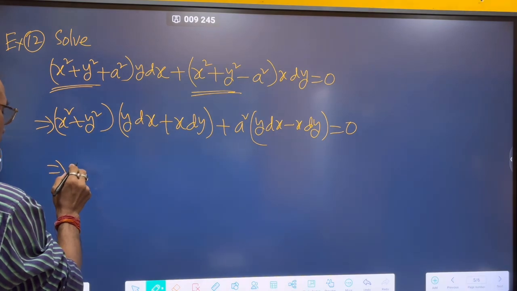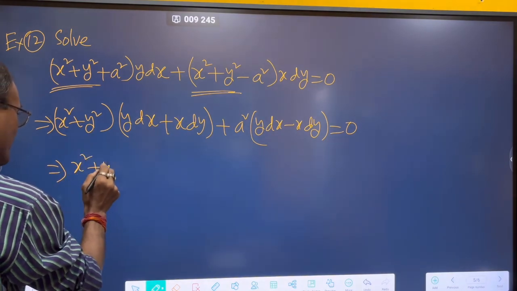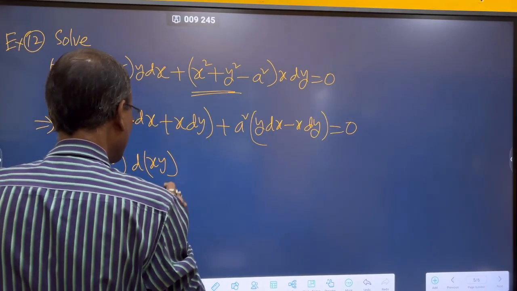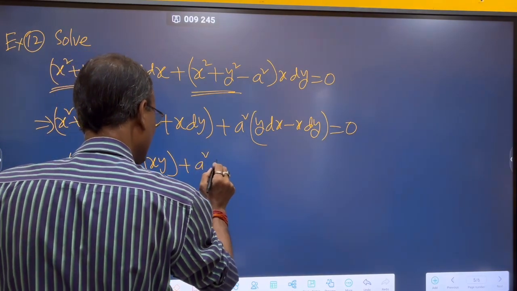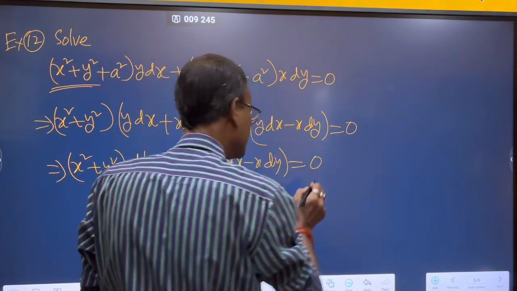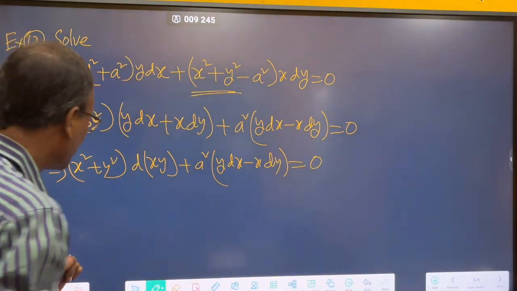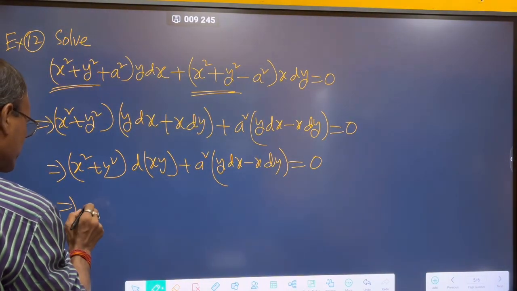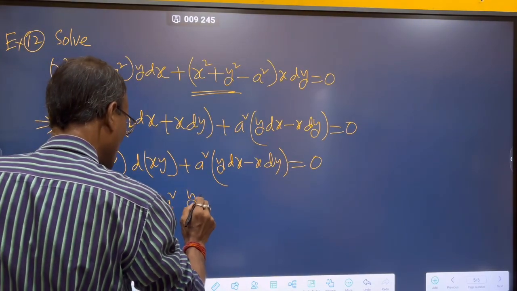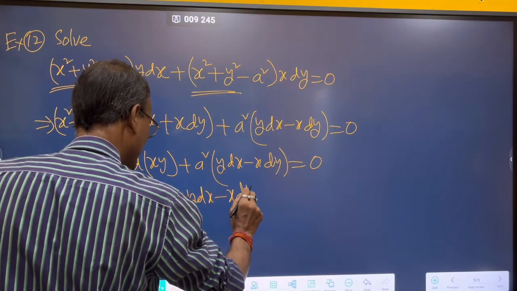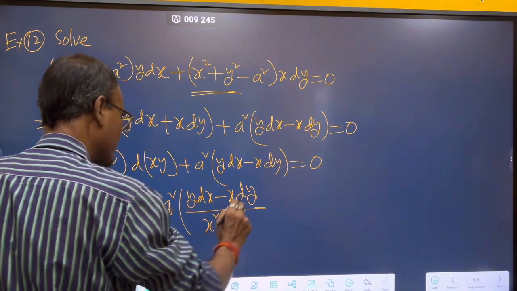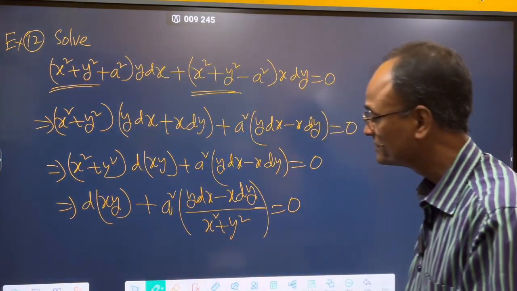Then x square plus y square, this can be written as d of xy, that is x dy plus y dx, plus a square y dx minus x dy. This is equal to 0. You may write like this. Or d of xy plus a square y dx minus x dy divided by x square plus y square equal to 0.